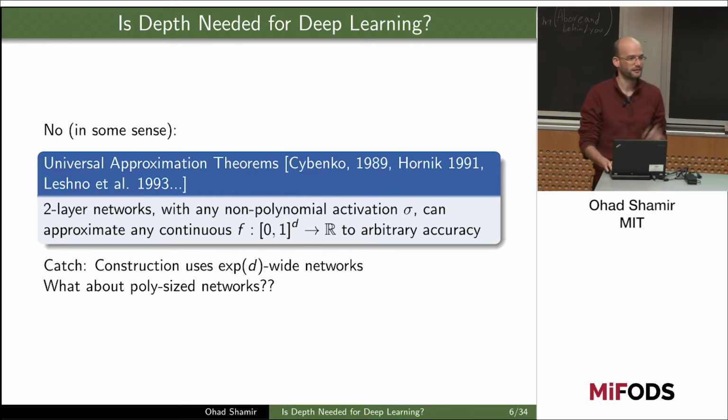OK? Yes? What's the notion of accuracy? So we'll discuss it later, but it can be like the expected squared loss. In just about any reasonable metric, you can show these things hold. But again, you need huge networks.